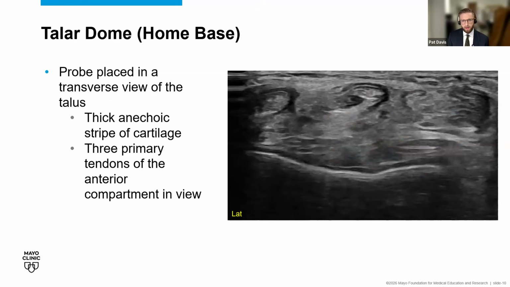I personally like to have a home base when thinking of any scan, a good place to start that you can then find the structures of interest from there. For the home base, I typically think of the talar dome as that base. And here you'll see that you have a thick strip of that hyaline cartilage over top that's anechoic. This is just a good area to get a general view of those extensor tendons. Most medially, we'll have the tibialis anterior tendon. We'll then have the extensor hallucis longus and eventually the extensor digitorum longus. So this is the jumping off point seen in a transverse view for us to better evaluate the remainder of the structures within the anterior ankle.